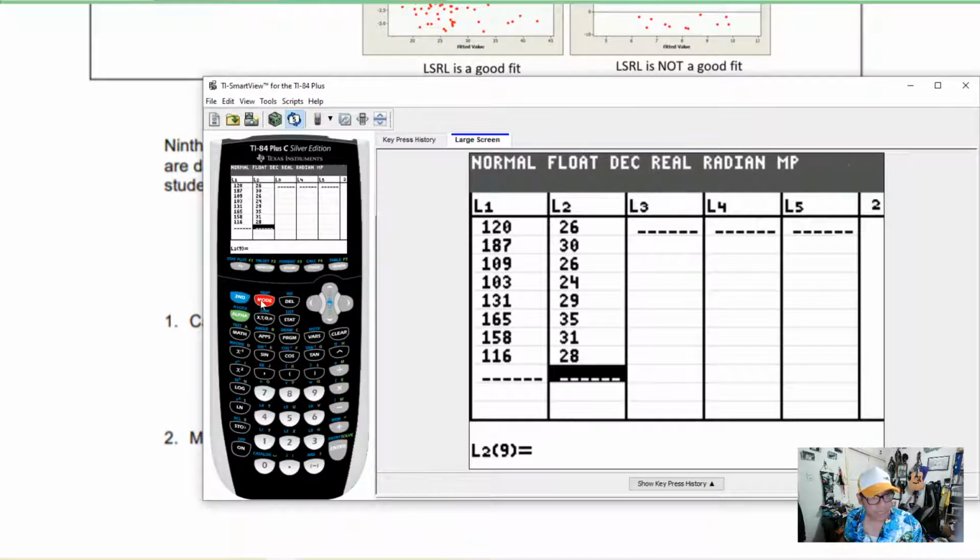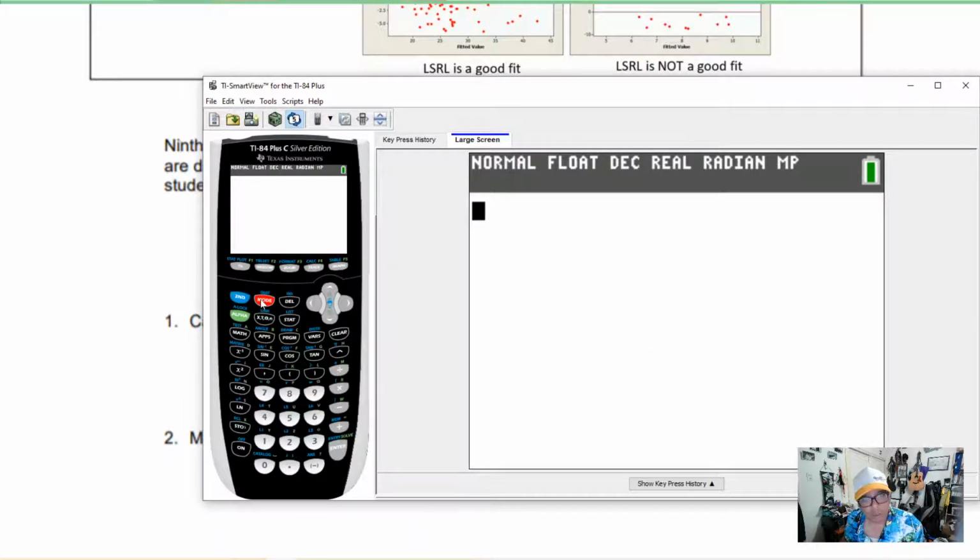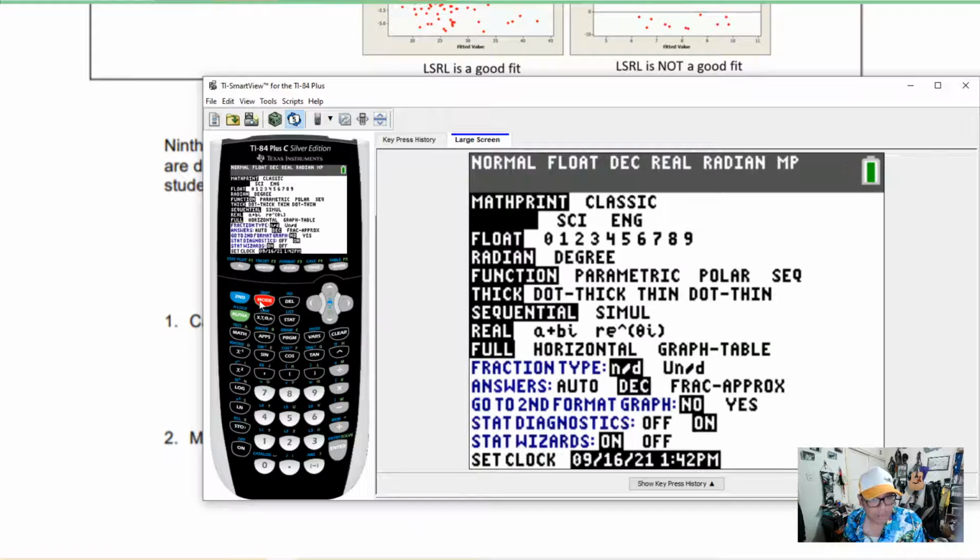Now, the very first time you make a linear regression on your calculator, and I think this is the first time we've done an LSRL in AP Stats, you're going to want to click the Mode button and scroll down so that you go to Stat Diagnostics right over here. It's defaulted off. You want to turn those on, and that's going to give you the values of r and r squared. Notice up over here it says display the correlation coefficients. That's exactly why we want the Stat Diagnostics on. We'll quit to the home screen.